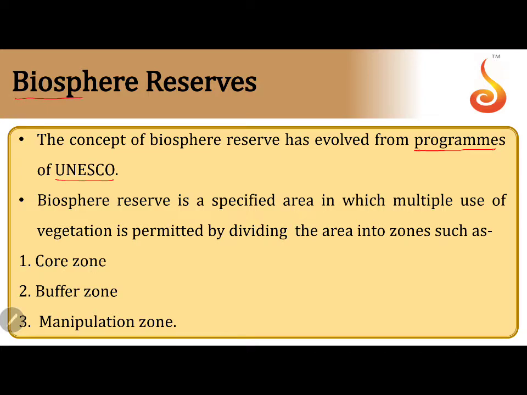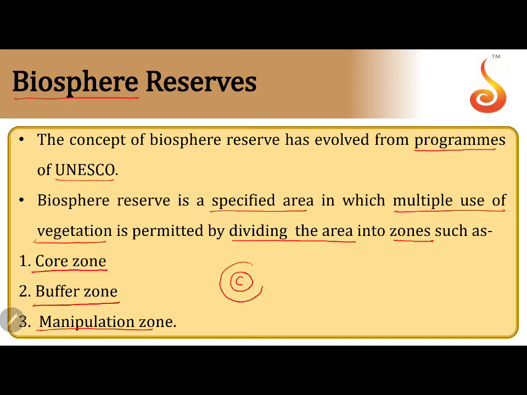Then what is biosphere? It says an area of life, biosphere. Biosphere reserve is a specified area in which multiple use of vegetation is permitted by dividing the area into zones such as core zone, buffer zone, manipulation zone. You can remember them from inside out. The most inside one will be core zone, immediately outside the core zone will be buffer zone, and outside the buffer zone will be manipulation zone.